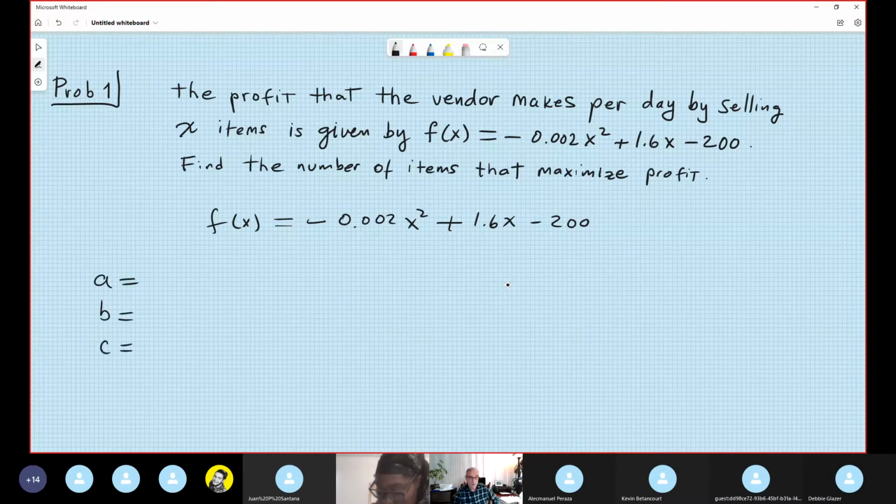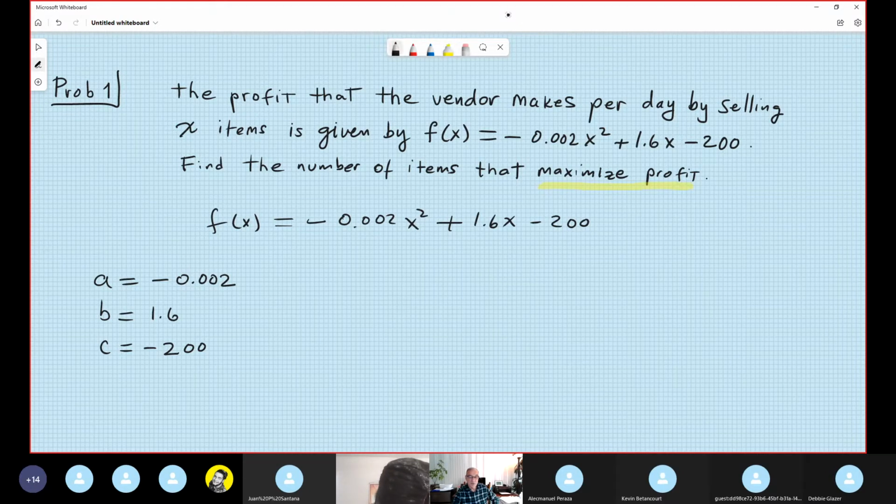If it's standard, you can identify a, b, c super easily. Who is a? Negative 0.002. Exactly. Who would be b? 1.6. And what about c? Negative 200. Very well, because you need to keep in mind the signs. The information about the sign is important. Okay, so the problem is talking about maximizing profit.